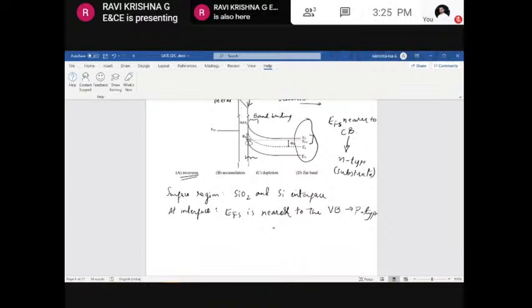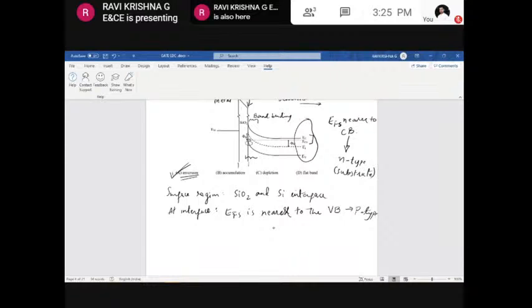Of course, maybe due to the applied potential, the minority carriers in this n-type material will be attracted towards this, and that's why this Fermi level is nearer to your valence band. So the inversion happened here. Because of this inversion, from n-type to p-type, we need to call it the inversion mode at this junction.